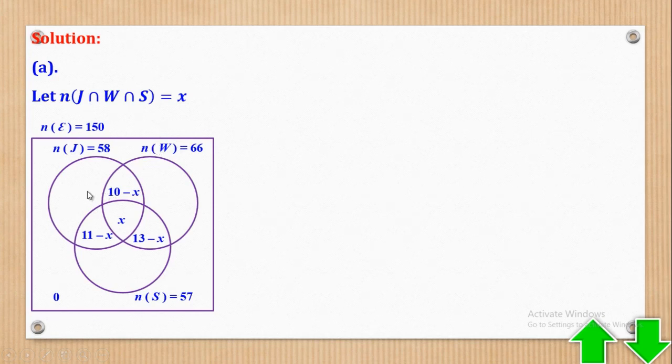We need to also get these values in here. So let this one be A, let this one be B, and let this one be C. So we have to get the values of A, B, and C in terms of x. So how do we do that? We shall start with J.